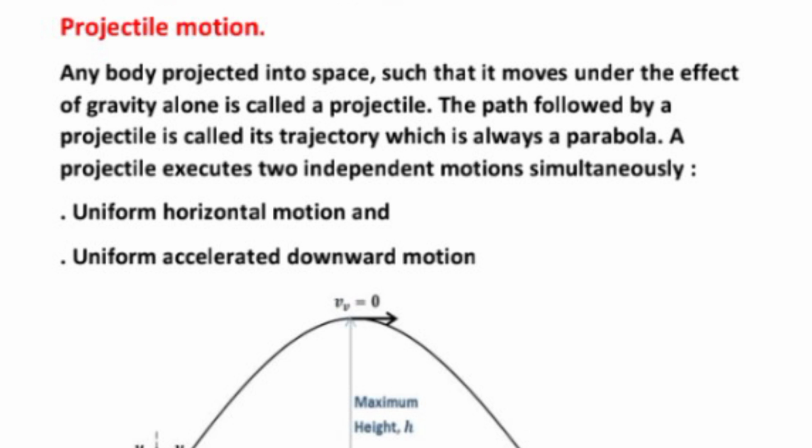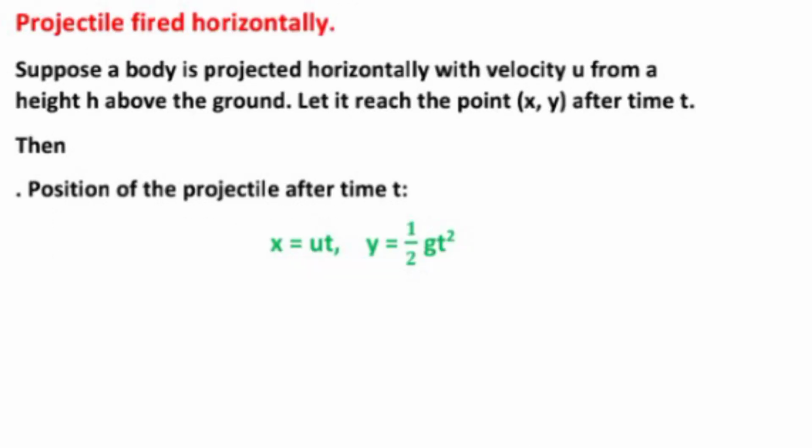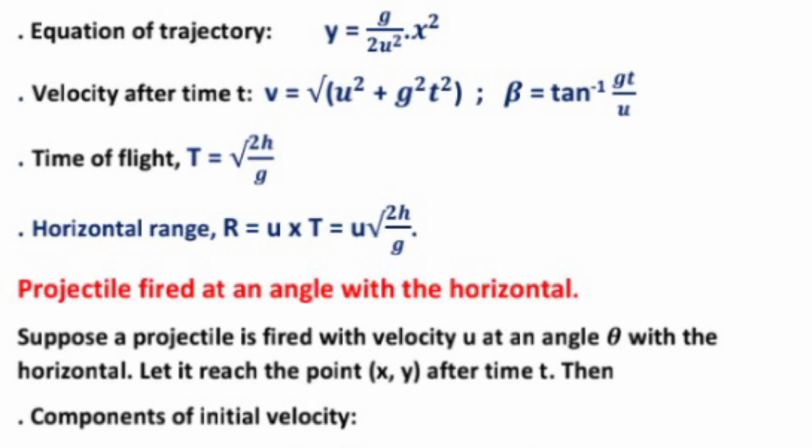Projectile fired horizontally. Suppose a body is projected horizontally with velocity u from a height h above the ground level. Let it reach the point (x, y) after the time t. Then the position of the projectile after time t: x equals ut and y equals half gt square. Equation of trajectory will be y equals g upon 2u square into x square.